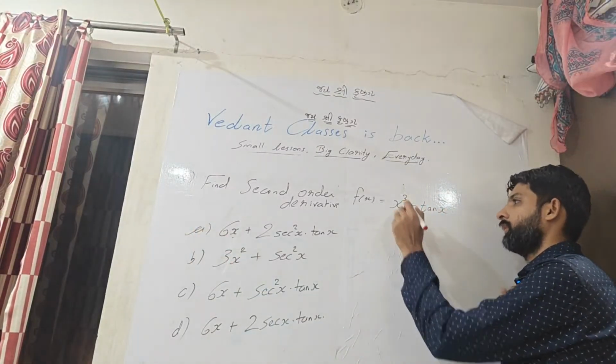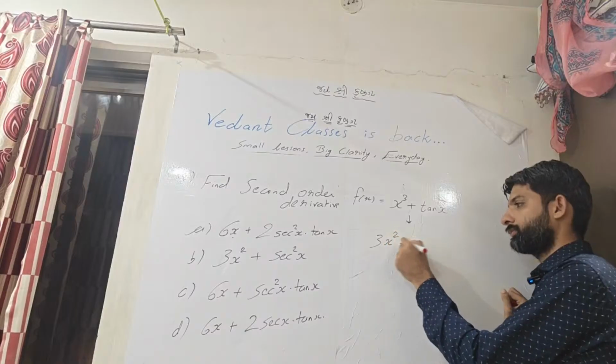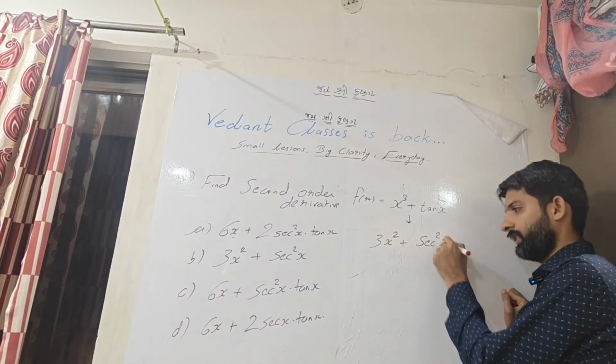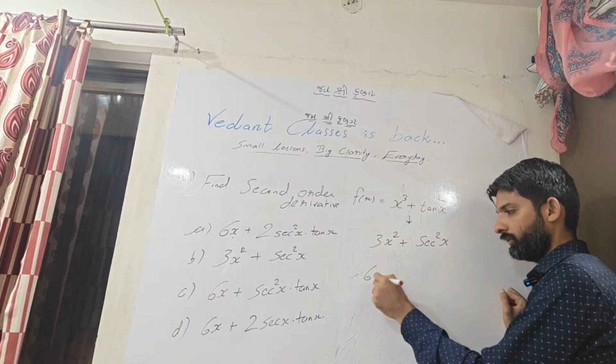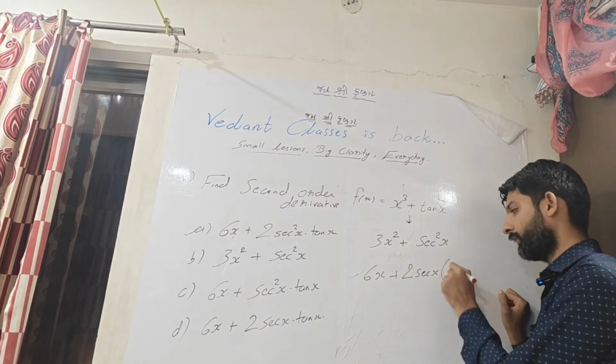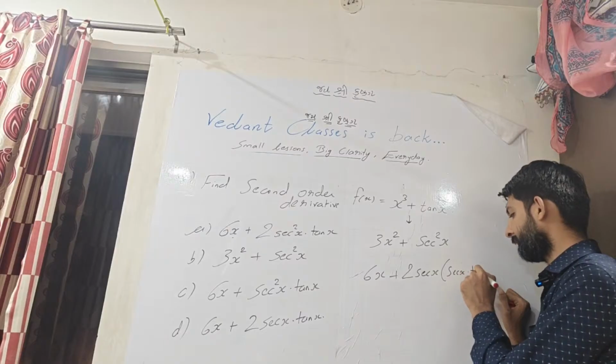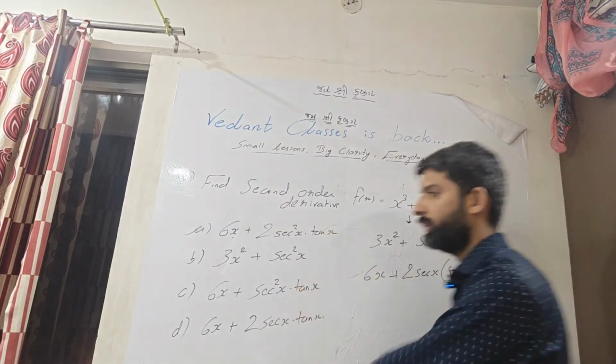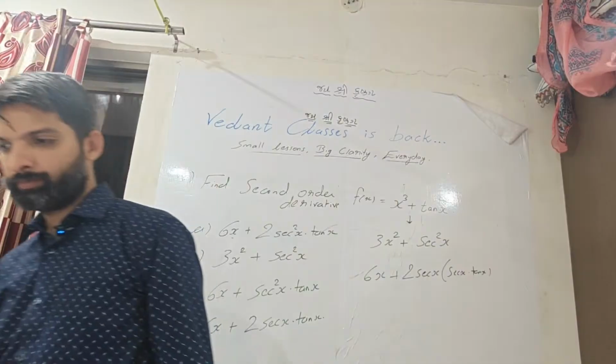First derivative will be 3x square, and for tan x it is sec square x. For this it will be 6x. Here it will be 2 sec x, and for sec x it is sec x tan x. So option A will be the right answer. Very good.